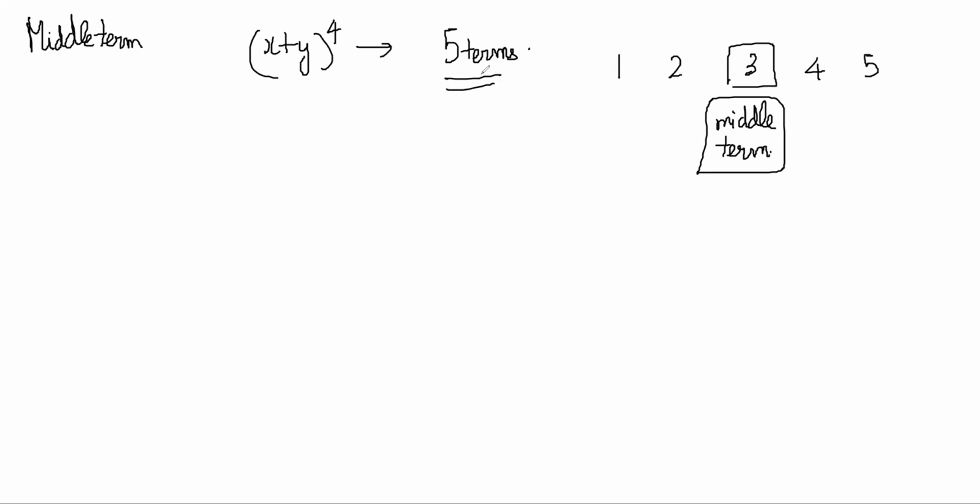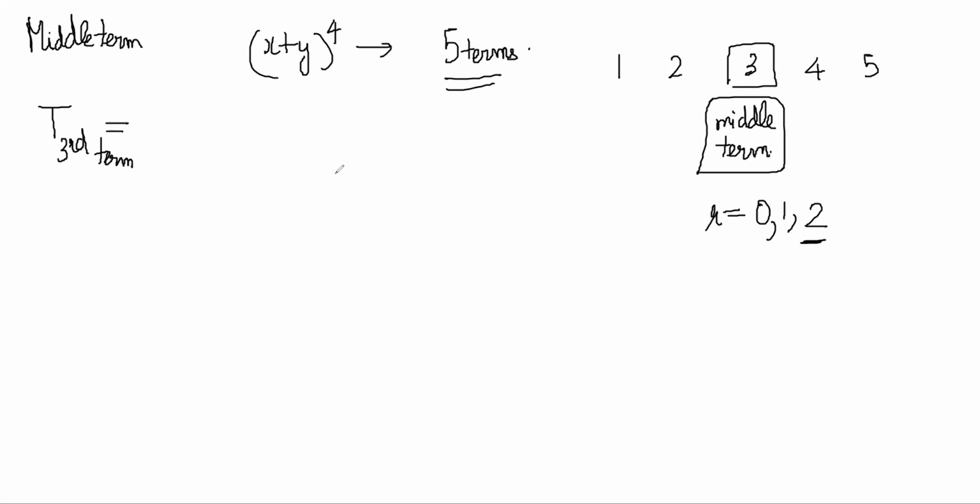So two from this side, two from that side, right? So the middle term is this third term. How will you write the third term? Third term will be when r is equal to 2, right? Because r starts from 0 to 4: 0, 1, 2. The third term is r is equal to 2.